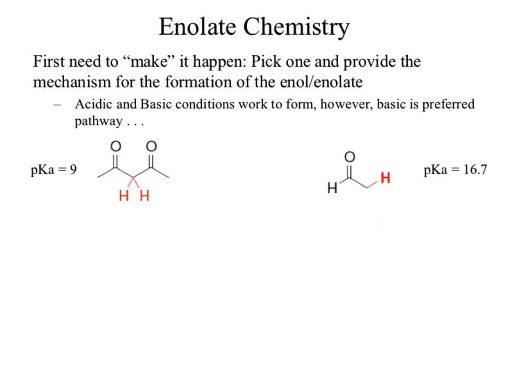Okay? The pKa for our structure A is a pKa of 9. The pKa for the other one is a pKa of 16.7. Okay? Meaning, our leftmost structure is more acidic. It is more likely to go through and form the enolate, okay, faster.